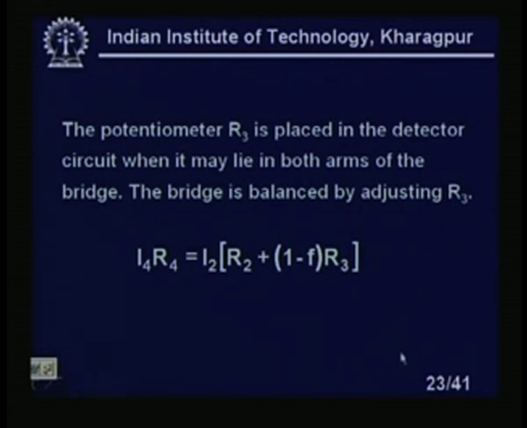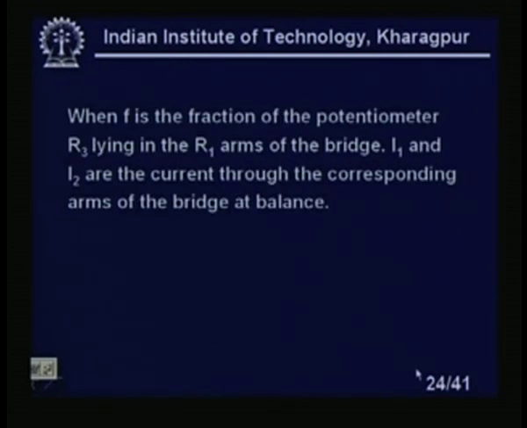This is the first equation of the bridge balance. On the right hand side, I can also write I4 RT equals I2 (R1 plus F R3). Here F is a fraction of the potentiometer R3 lying in the R1 arm of the bridge, and I4 and I2 are the currents in the corresponding arms of the bridge.